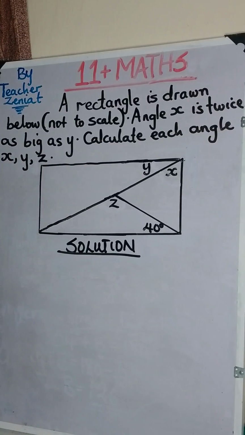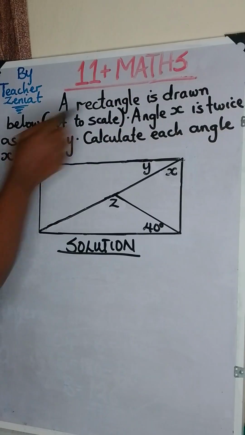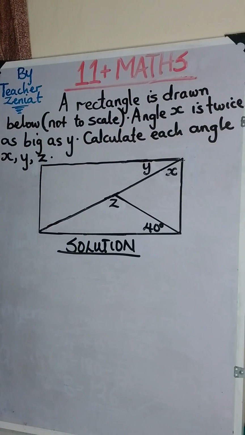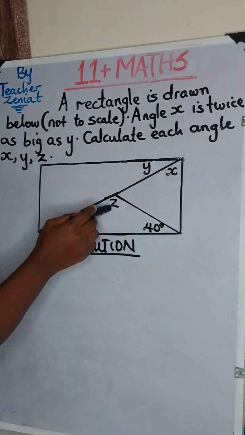This is a geometry question and it reads, a rectangle is drawn below, not to scale. Angle X is twice as big as Y. Calculate each angle X, Y, and Z. So we're asked to calculate for X, Y, and Z.